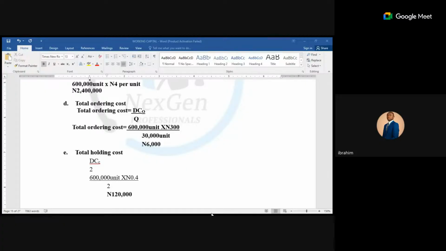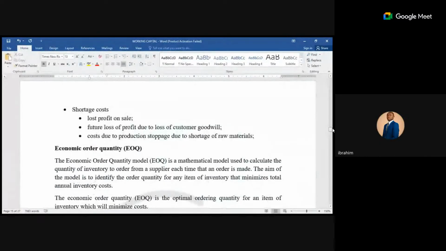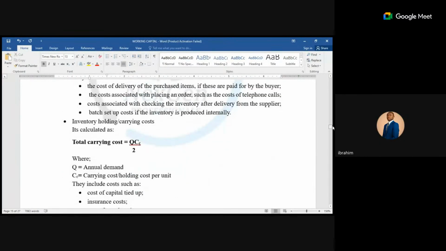Someone said the formula is not correct. Okay. Let me check now. The carrying cost, right? You're supposed to use the EOQ, which is 30,000 units, divided by 2, not 600. I made a mistake here as well. I thought this is this. Thank you. I made a mistake. You can correct that. Q is your EOQ, the order quantity. So I made a mistake here. So please, you can correct it.